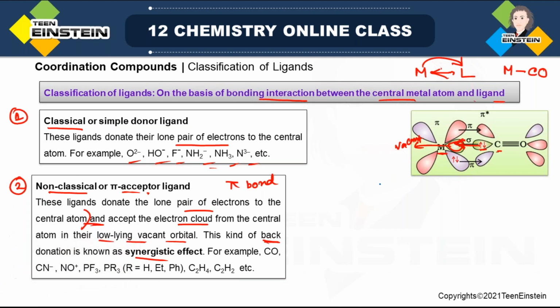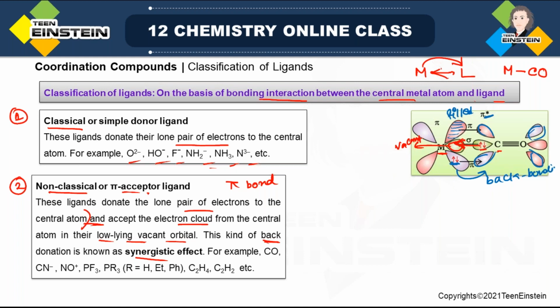But after that, what is happening? Now the filled d orbital of the metal is donating electrons to the pi star of CO. So this bond is actually pi star. The phases are not matching, so that is why the orientation of the orbitals is like this. So now the metal is donating its electron density towards the ligand, and this is known as back donation or synergistic effect.